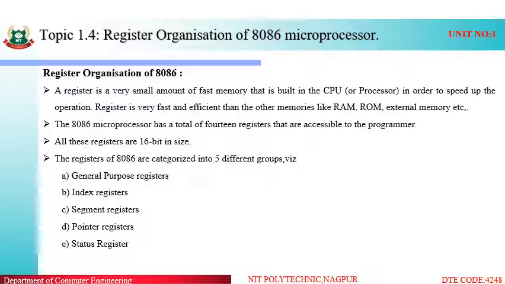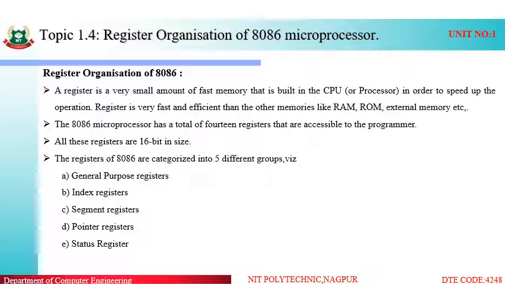So these are fast memory buffers, also called buffers. Registers are very fast and efficient compared to other memories like RAM, ROM, external memory, etc. So what is a register? A register is a small amount of fast memory which is built inside the processor itself. And why is it used? It is used for performing faster execution.